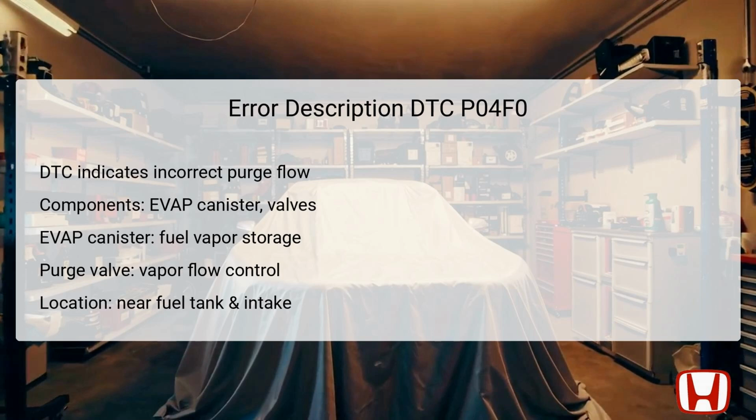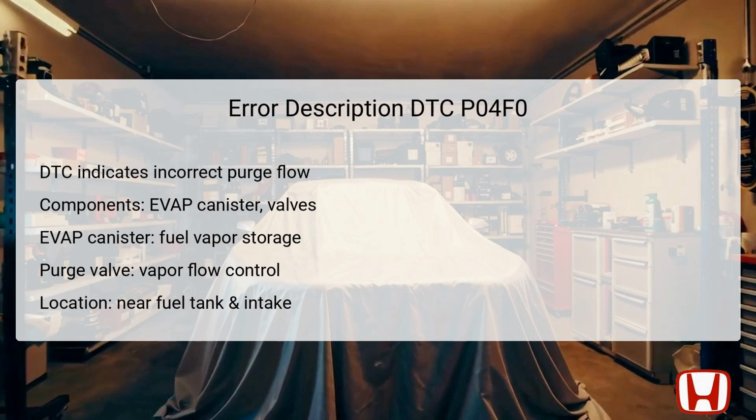The DTC P04F0 directly refers to the evaporative emission control system's inability to correctly manage fuel vapor purge flow. The EVAP canister plays a pivotal role by storing fuel vapors captured from the fuel system, thereby preventing them from being released into the atmosphere. The flow of these vapors is regulated by the purge valve that opens under specific engine conditions, allowing vapors to enter the intake for combustion.